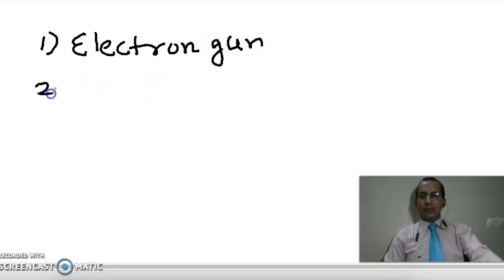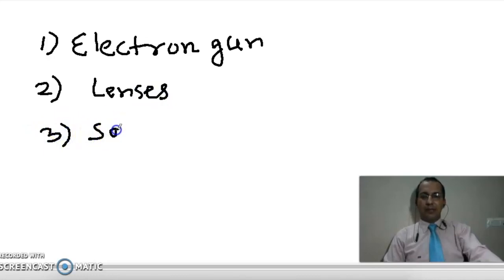And the second, if you don't recall all the components, these are lenses, no? These lenses are to direct the electrons from one place to another place. And then the third thing, you need to have the sample, and then after that you need to have the detector, no?